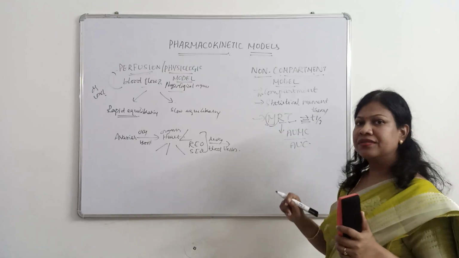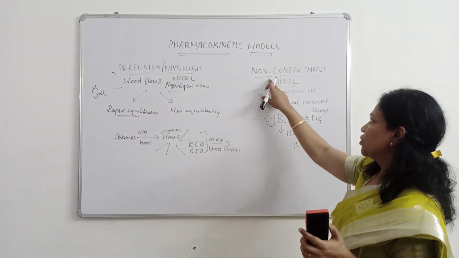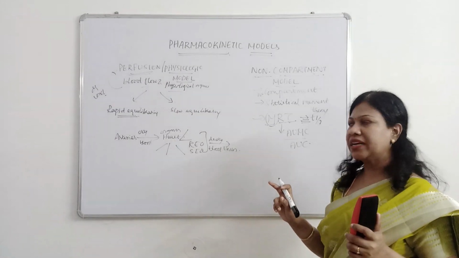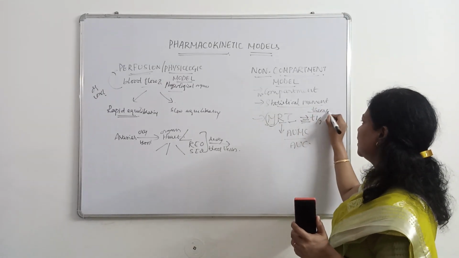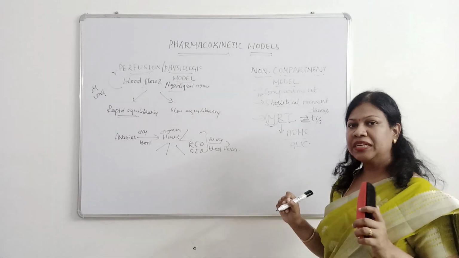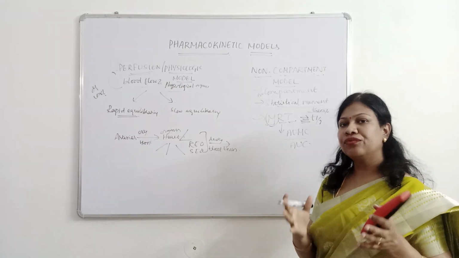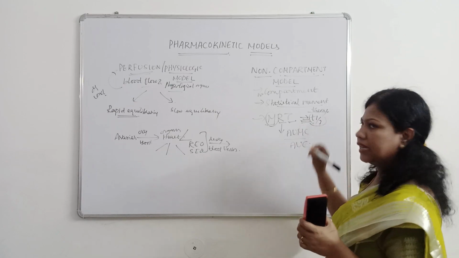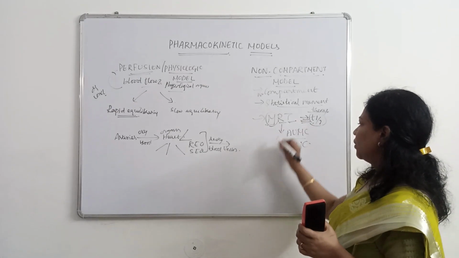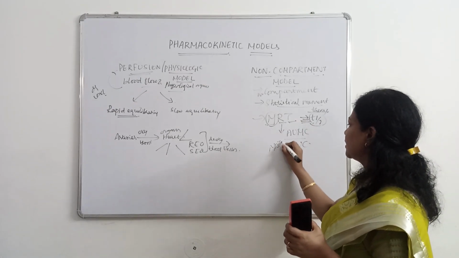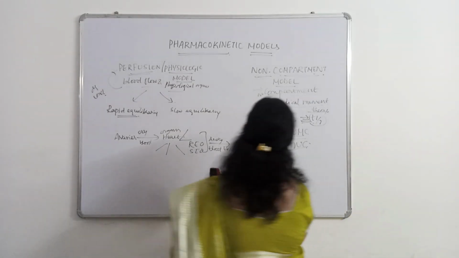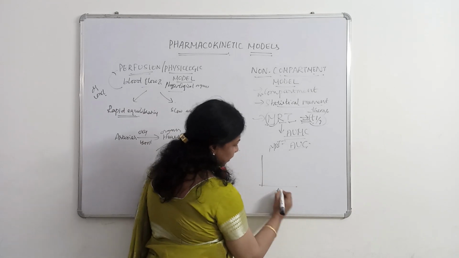So MRT is nothing but mean residence time. In the non-compartment model, mean residence time is determined using this statistical moment theory. What is mean residence time? The average time for the drug to reside in the body, which is analogous to T half, that is half-life. MRT can be calculated as the ratio of AUMC upon AUC. Now what are AUC and AUMC?